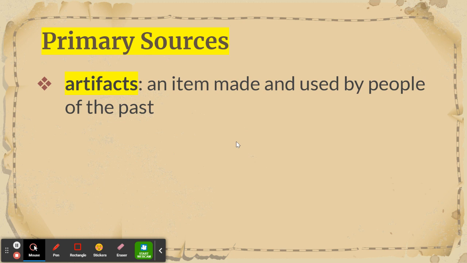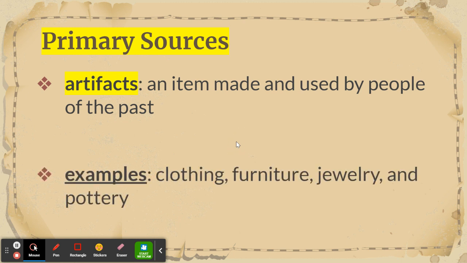Artifacts are another type of primary source. An artifact is an item made or used by people of the past. And examples include clothing, furniture, jewelry, and pottery.